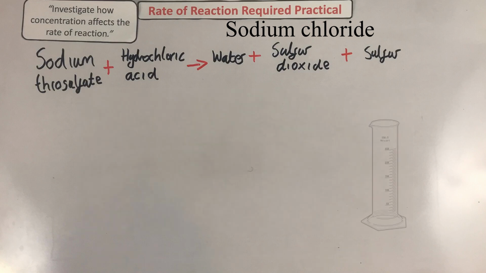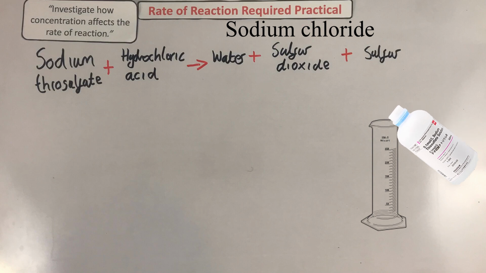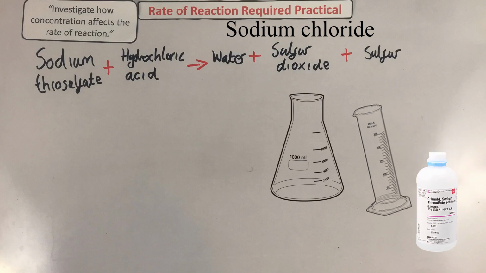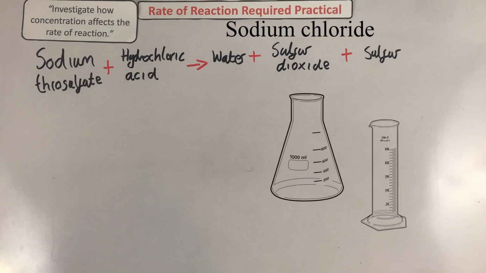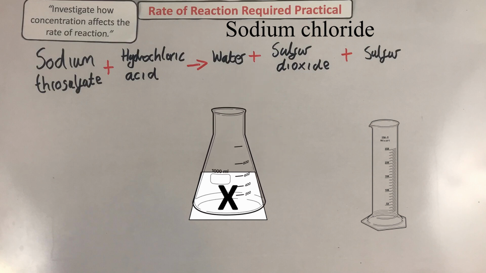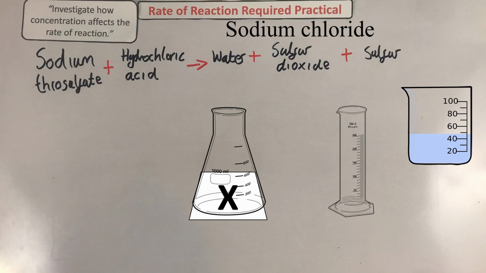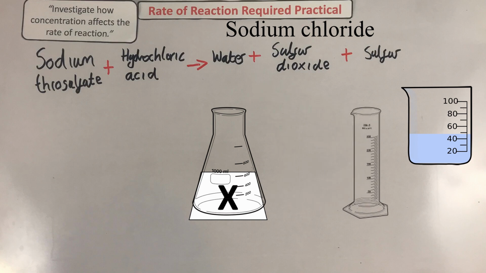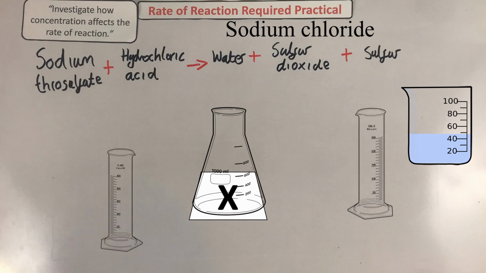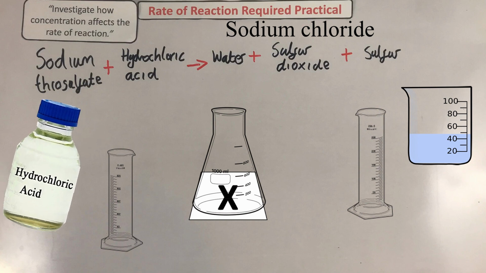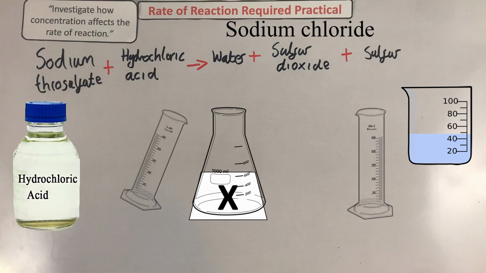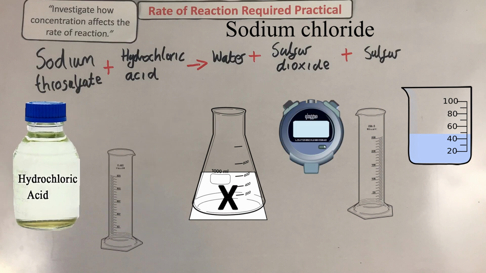First thing, measure out your first volume of your sodium thiosulfate solution into a conical flask. Place this on top of the white tile with the black X on it, and then add your water into the same conical flask. Then, using a different measuring cylinder, you measure out your specific volume of hydrochloric acid. As soon as you add your acid, start the timer. Swirl the flask gently and wait. When you no longer see the X, you stop the timer and record your results.